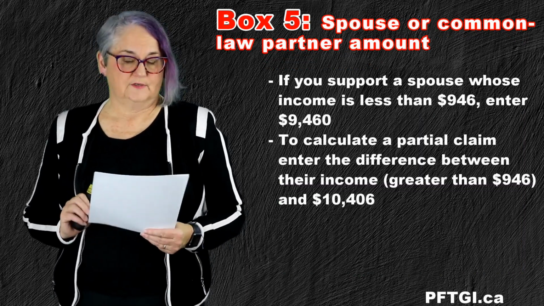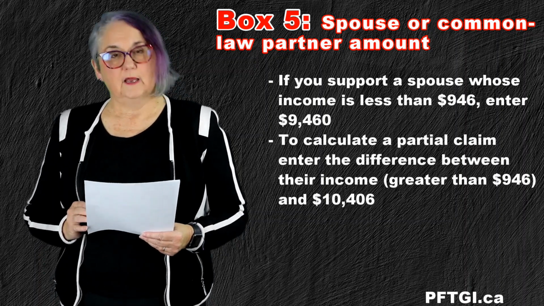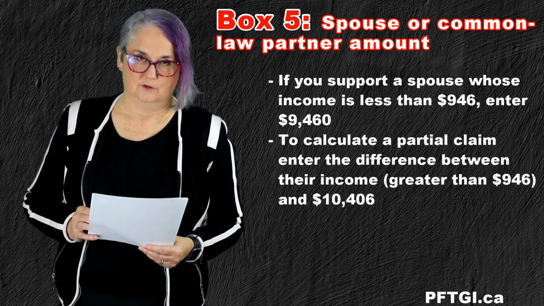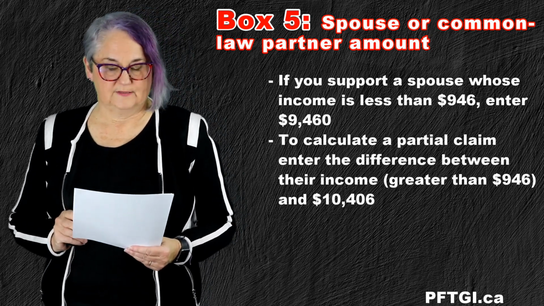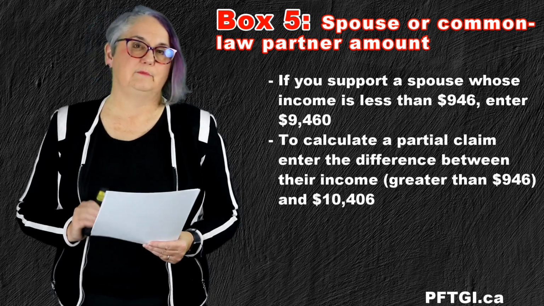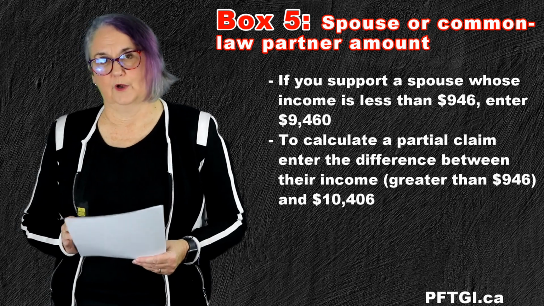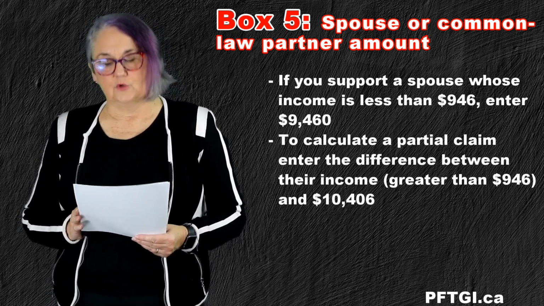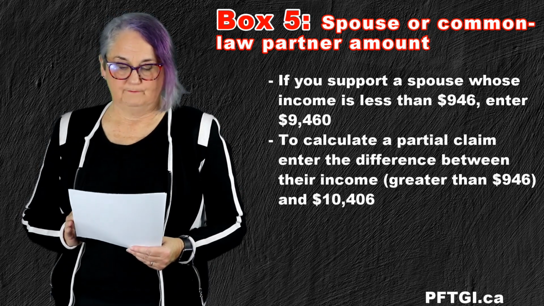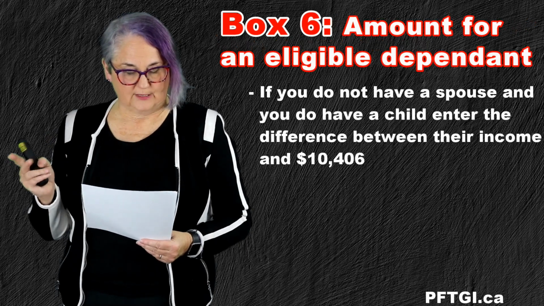If you support a spouse or a common law partner in the year, and their income is under $946, then the amount you can claim for them is $9,460. If their income is going to be between $946 and $10,406, then you can do a partial claim on the worksheet. So that again is a proration, and we'll talk about that last.